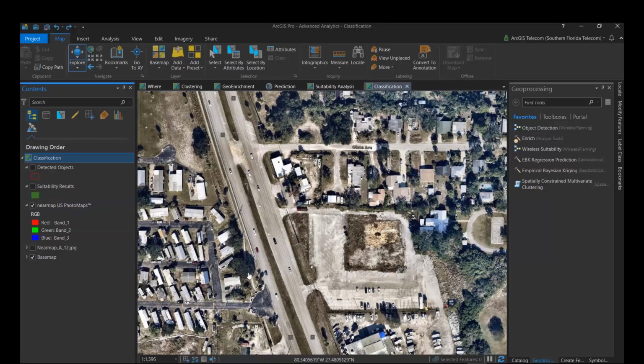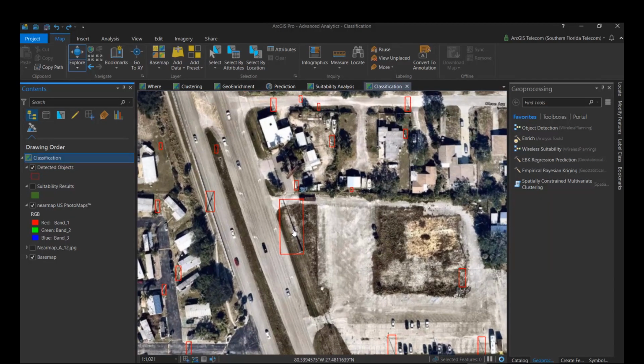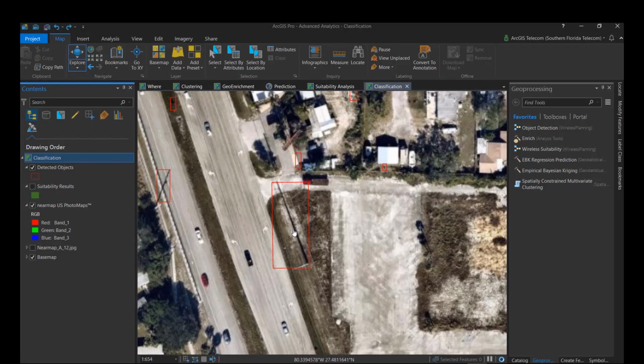So instead of sending a field crew out to inspect the entire area, let's use object detection to find the exact poles and locations we should send our crews to inspect. So using our previously taught deep learning algorithm, we can locate potential poles within our imagery, reducing the area that our crews need to go out and inspect.